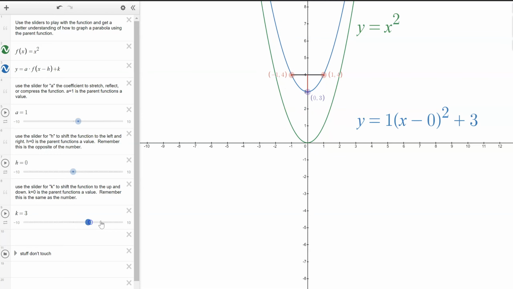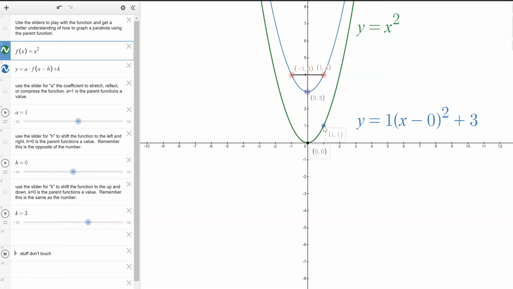So watch what happens with the k. The k directly moves it up. So if we have a 3, we put a 3. And it's common sense here because right now we're at 0, 0. Our main graph is at 0, 0. And what are we doing with 0? We're adding 3. So 0 plus 3 would be 3.